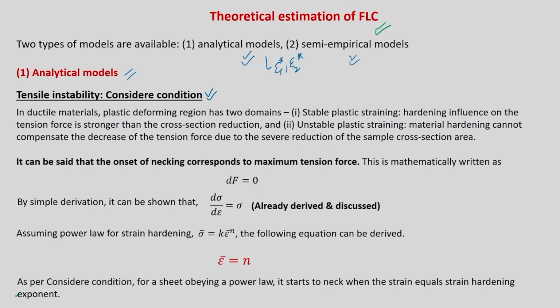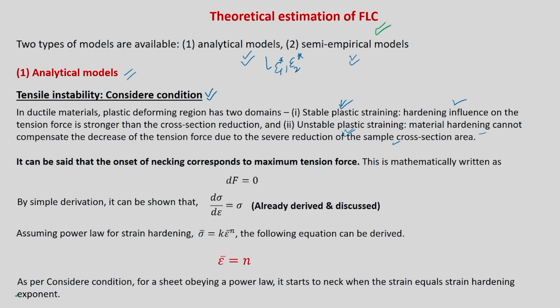We know that any material which undergoes plastic deformation has actually two domains. One is a stable plastic straining domain, the other one is an unstable plastic straining domain. Stable plastic straining domain means hardening is influencing the tension force, but not the cross section reduction. That is your initial part of plastic deformation, which we call stable plastic deformation. Once you reach one particular stage, after that it is going to be unstable plastic straining. In that region, the material hardening cannot compensate the decrease in tensile force due to severe reduction in sample cross section area.